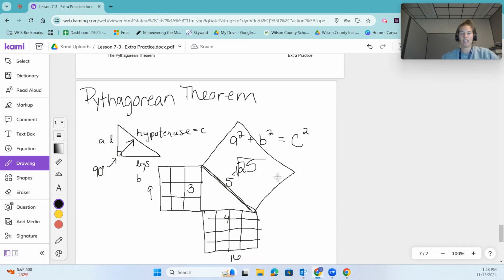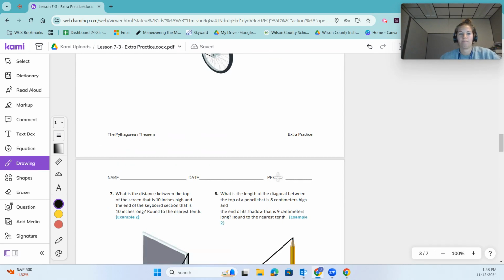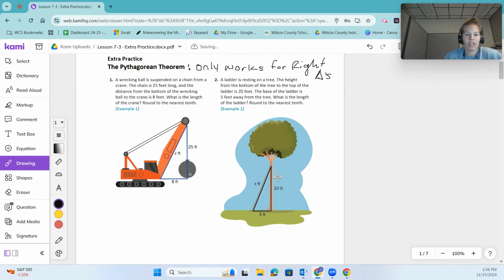Now let's take a look at this in some situations. This first one: a wrecking ball is suspended on a chain from a crane. The chain is 25 feet long, and the distance from the bottom of the wrecking ball to the crane is 8 feet. You can see the diagram here. What is the length of the crane? So we are looking for C. We are given A, which is 8. 8 squared plus 25 squared is going to equal that hypotenuse, the length of the crane, squared.